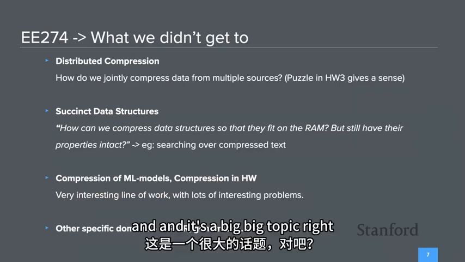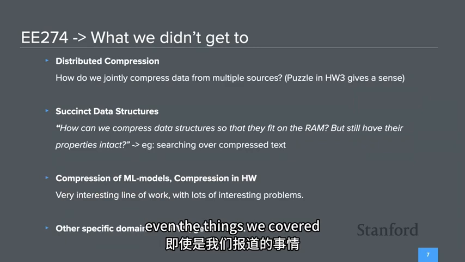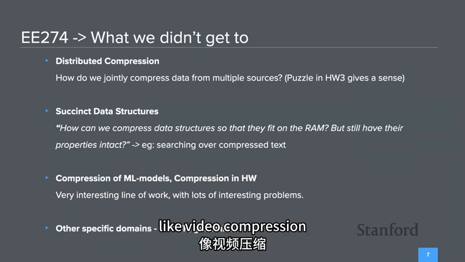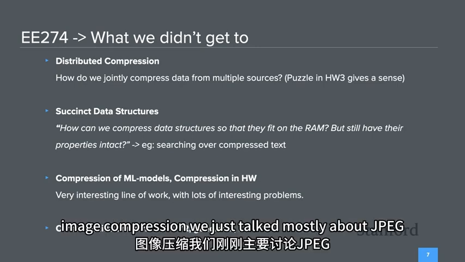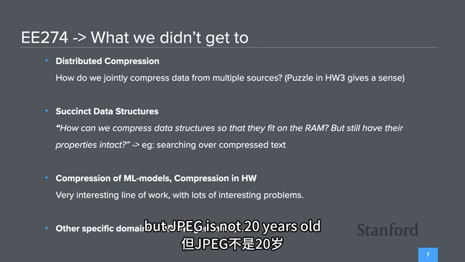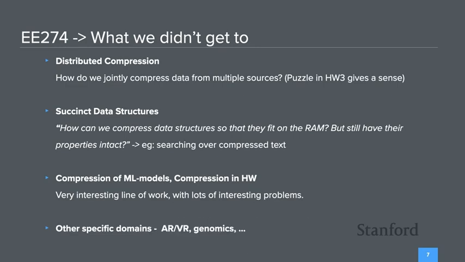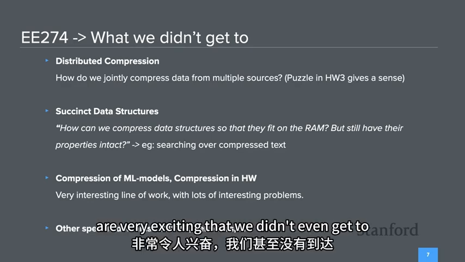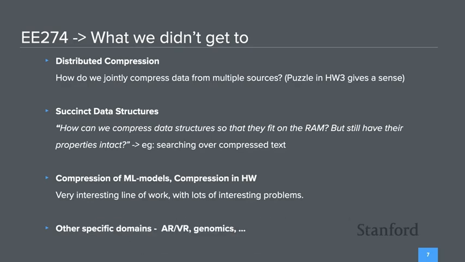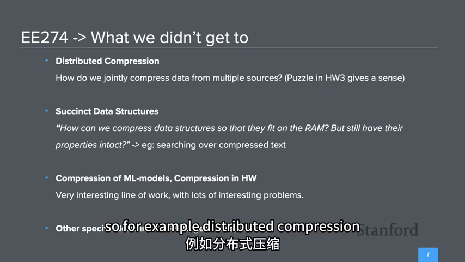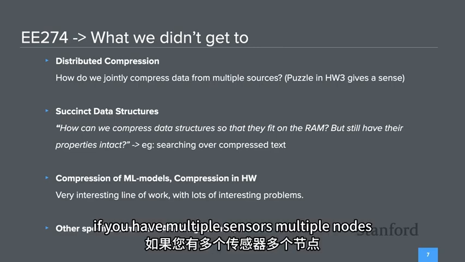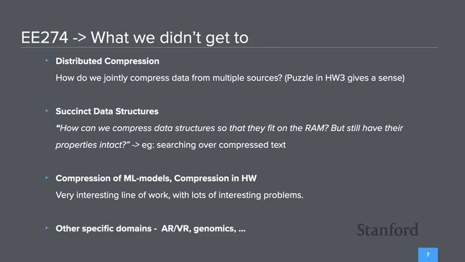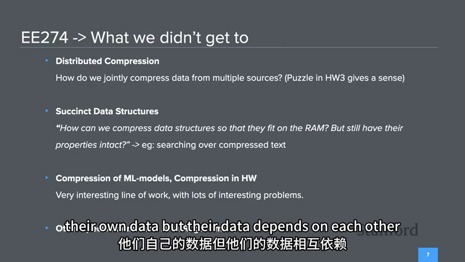And it's a big topic. Even the things we covered, we couldn't cover in full detail. Video compression was just a very initial basic flavor. In image compression, we mostly talked about JPEG, but JPEG is now 20 years old. And there were topics that are very exciting that we didn't even get to. For example, distributed compression. If you have multiple sensors, multiple nodes, they want to compress their own data, but their data depends on each other.